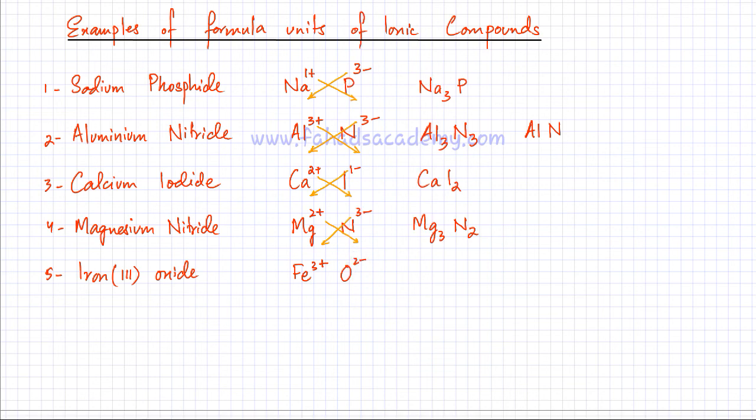So this is the oxide ion, and using the crisscross method, get the 2 over here and the 3 over here. So the ratio in which the 2 ions would exist is 2 Fe3+ ions and 3 oxide ions. So this is the formula of iron(III) oxide.